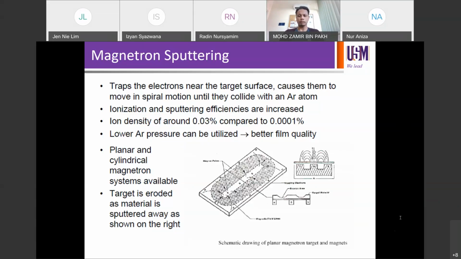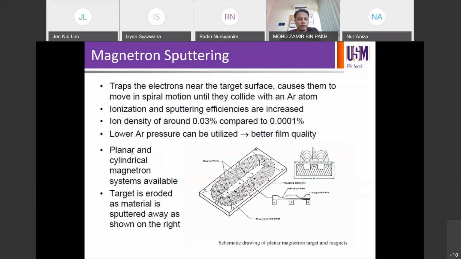Yes, AFM, atomic force microscope, right? So you can use AFM to measure the RMS roughness of your surface. RMS is root mean square. It's just an equation to measure roughness. So you can use RMS, for example, to compare the roughness of your sample at higher and lower argon pressure.